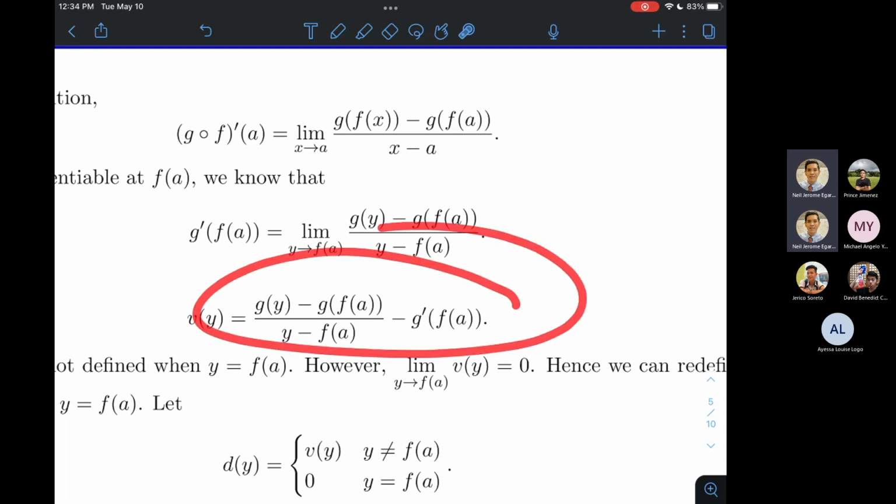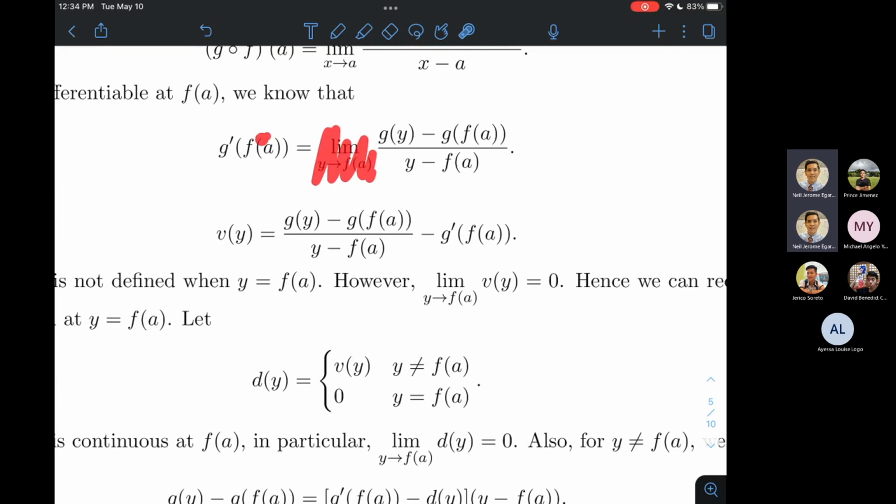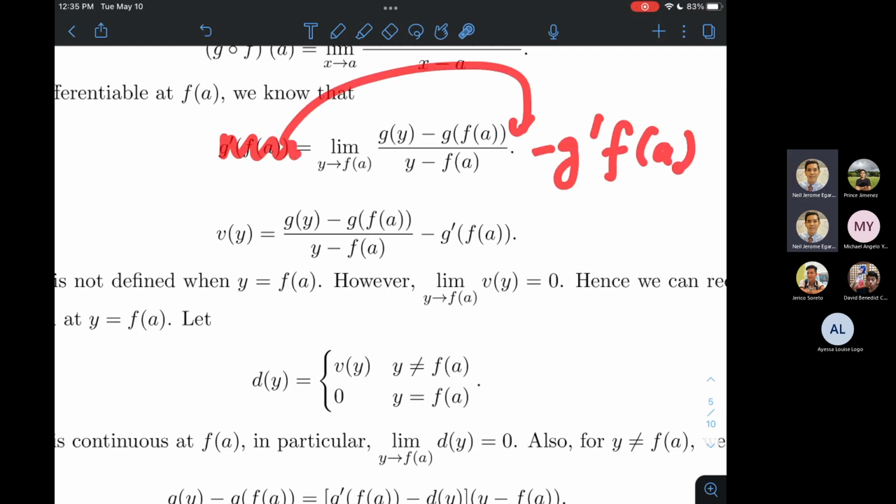So let's just analyze this. I defined v such that I just erased this limit and transposed the g prime to the other side. That is how I got this. Okay? And so if you take the limit of v of y, it will be equal to 0, because essentially, all I did was move this to the other side as a negative g prime of f of a. So this became equal to 0.